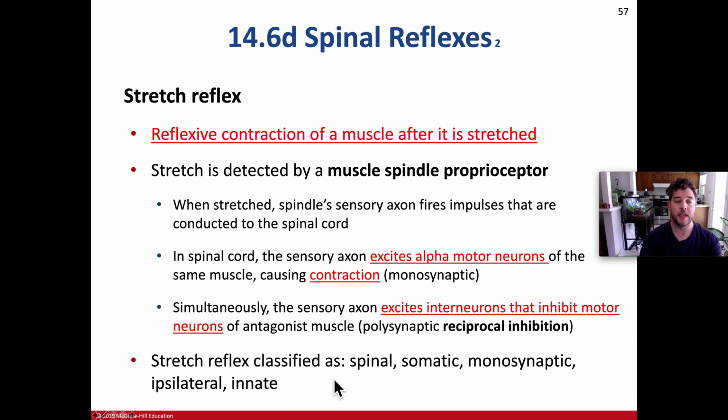Stretch reflexes. So a stretch reflex, it's spinal, it's somatic, it's monosynaptic, it's ipsilateral, and it's innate. So it's spinal, it involves the spinal cord. It's somatic because it's involving our voluntary skeletal body. Monosynaptic, because the reciprocal inhibition is a polysynaptic response, but the stretch reflex itself is monosynaptic. It is ipsilateral, so it is operating on the same side of the body. And it is innate. You don't have to learn this. This is something that you are just born with.